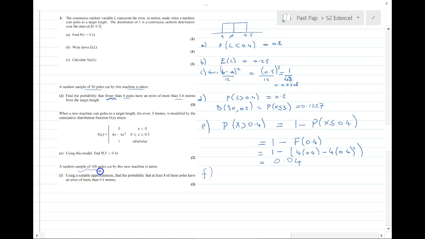And then finally part F. It says a random sample of 100 is taken, so we've got X is binomial 100 and cut by this new machine. Using a suitable approximation, find the probability of at least 8 of these. So we've got a binomial of 100 and 0.04. So we're being asked for the probability that X is at least, that means 8 or more.